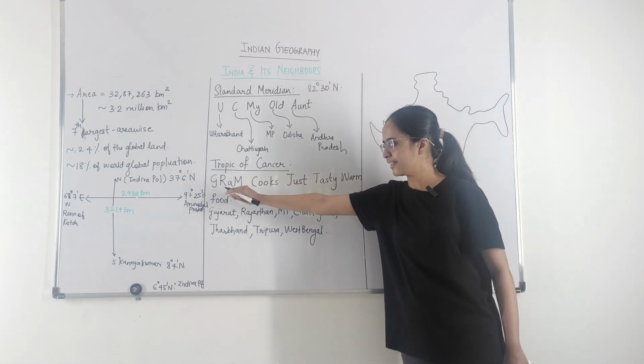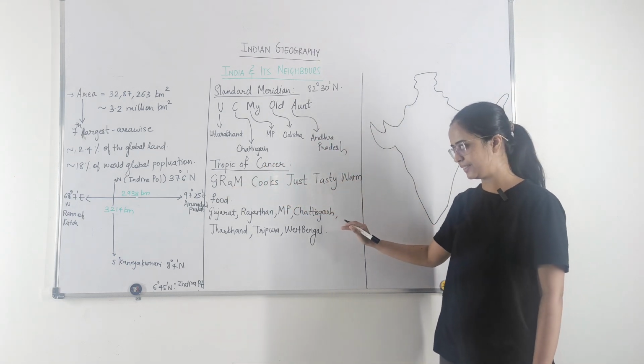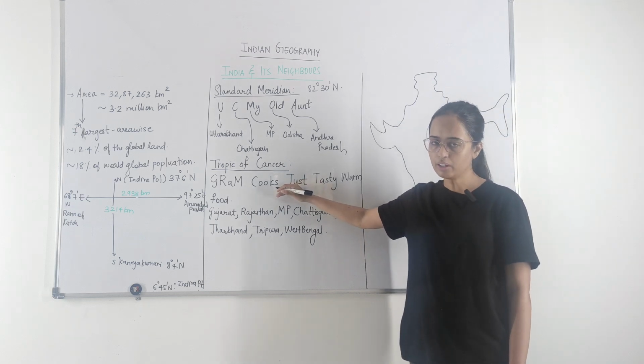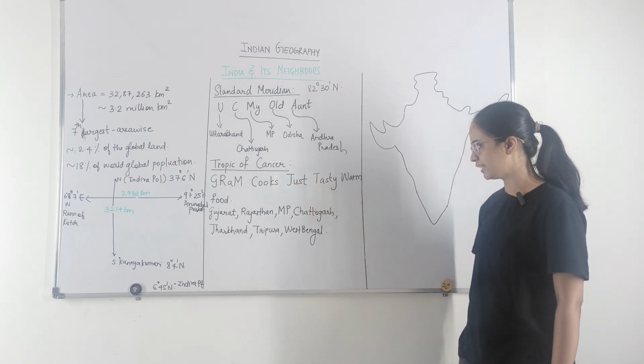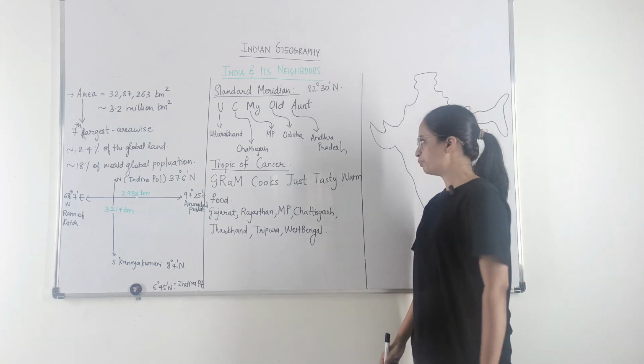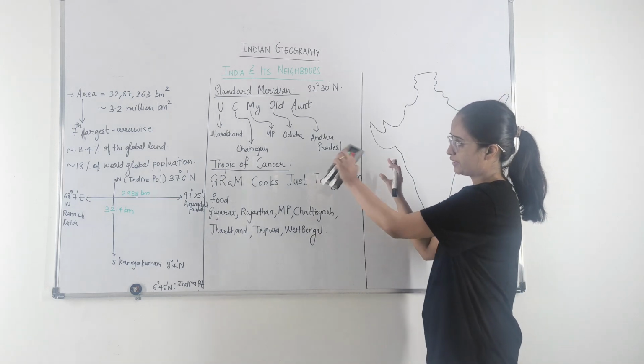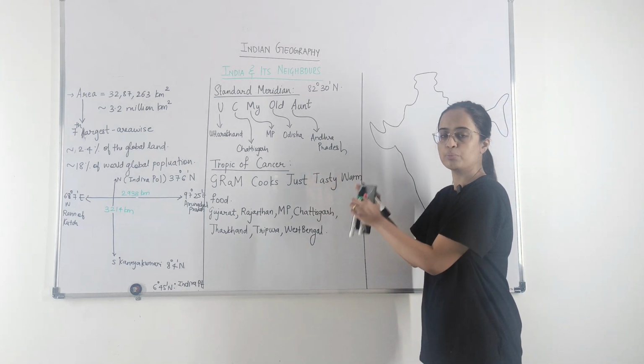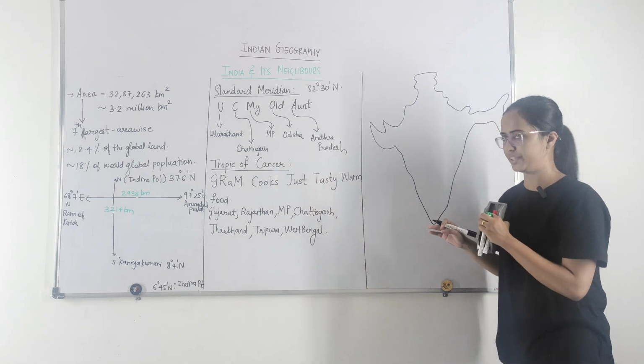Whereas the Tropic of Cancer is a line that passes through these states, for which you have to remember the mnemonic Graham cooks just tasty warm food. Now, this was specifically about India. Let's move on to the neighbor part of India.